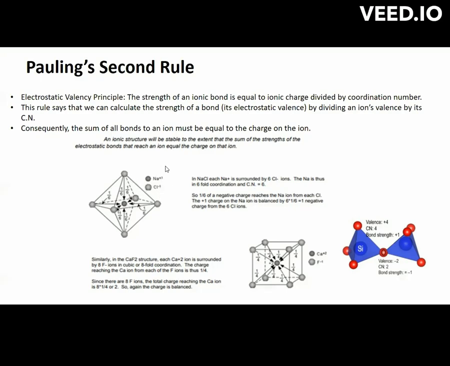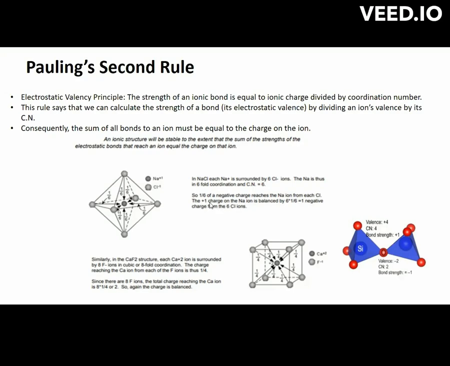cation. So what is the charge, or the valence, of the sodium at the center? It's +1. So 1/6 of a negative charge reaches the sodium ion from each chlorine. Remember, in sodium chloride, each sodium is surrounded by 6 chlorine ions, so sodium is in 6-fold coordination, like we said.